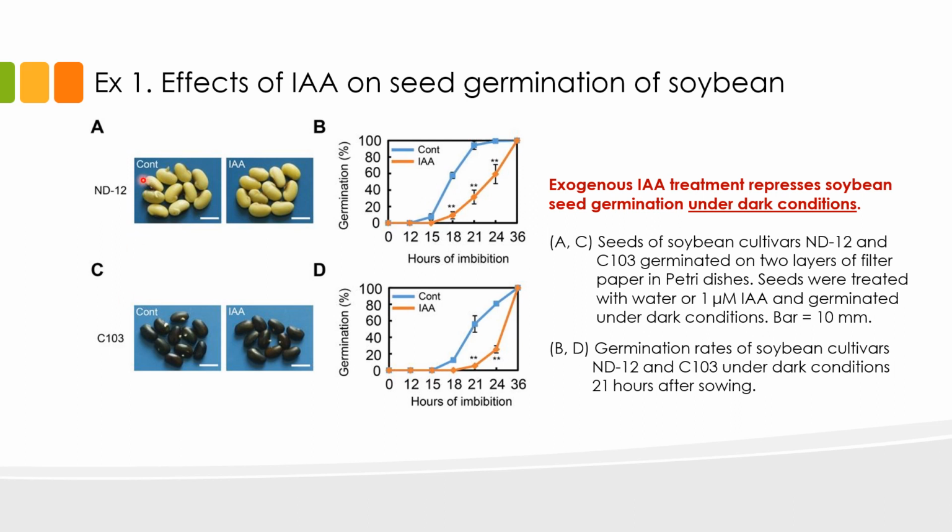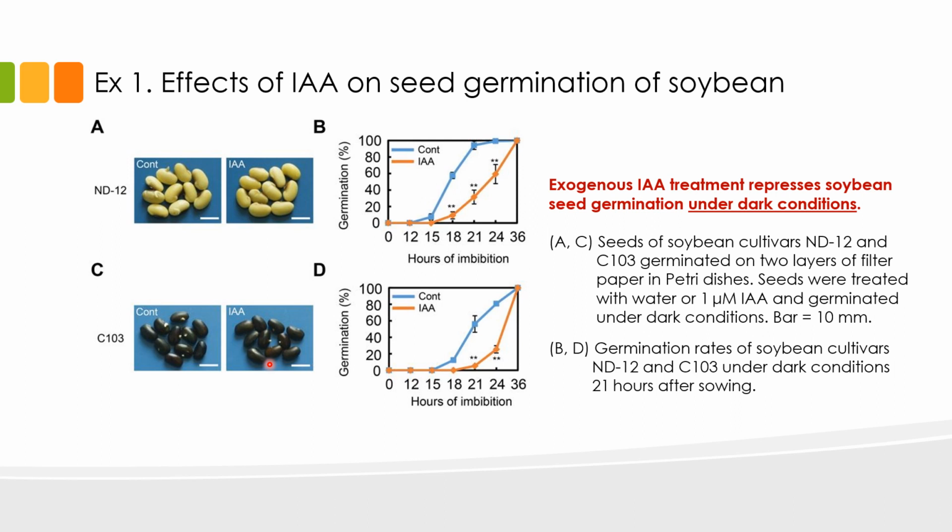As you can see from these pictures, as well as from the graphs on the right, treatment with IAA reduced seed germination in both cultivars. See how the radicles are protruding in ND12 and C103 that were germinated in water only, but not so much in seeds treated with IAA, as you can see from these panels here.